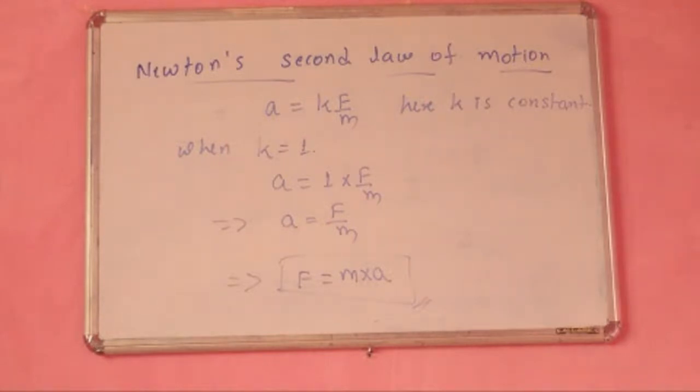So the mathematical expression of Newton's second law of motion is F equals m a, where F is force and the SI unit of force is Newton, and m is the mass of the object, and the SI unit of mass is kilogram, and a is acceleration, and the SI unit of acceleration is meter per second square.